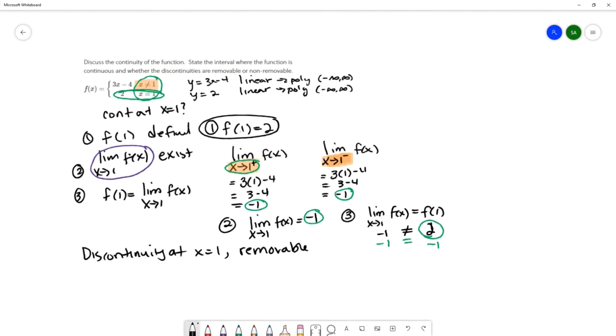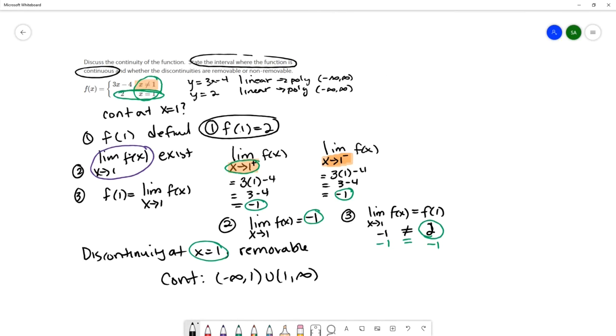And then finally, we want to state the interval where the function is continuous. We only found this one discontinuity, so the function will be continuous everywhere else. It's going to be continuous from negative infinity to 1 union with 1 to infinity.